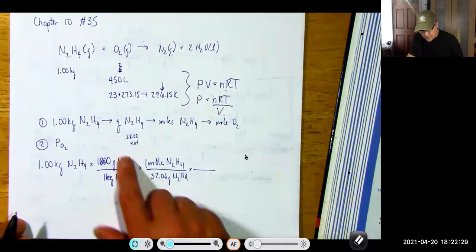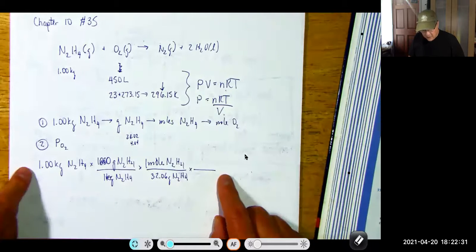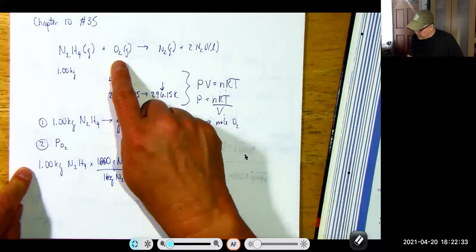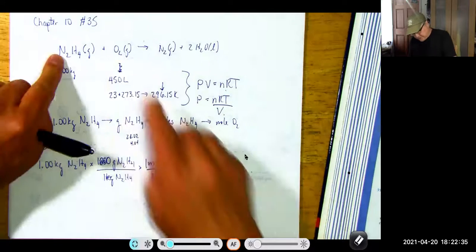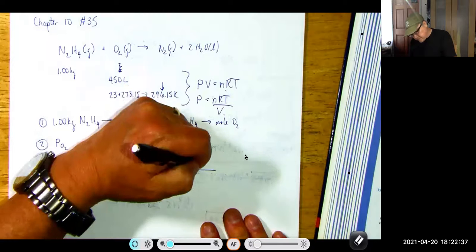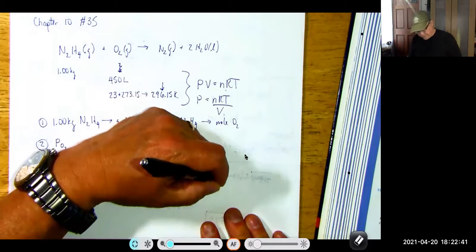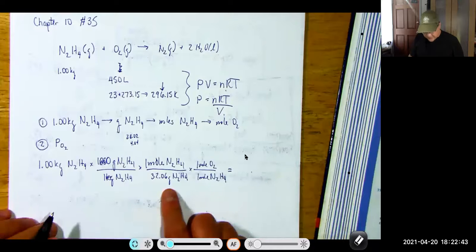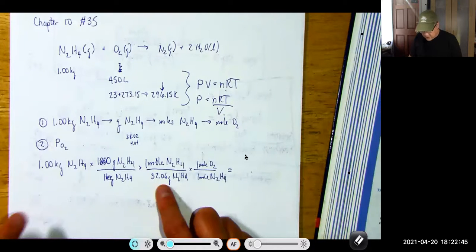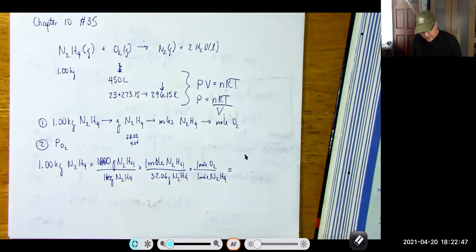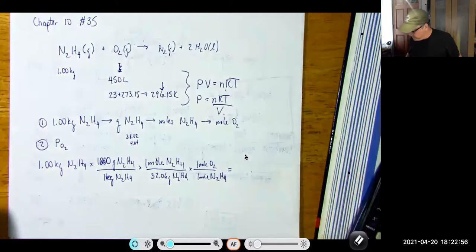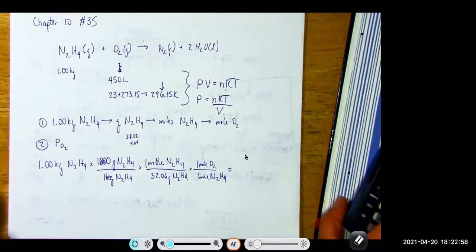And then according to our balanced reaction, we have 1 mole of O2 to 1 mole of hydrazine. And when we estimate this number, it looks like we've got basically 32 into 1,000, and that should go in about 30 times. Sound about right? Yeah.